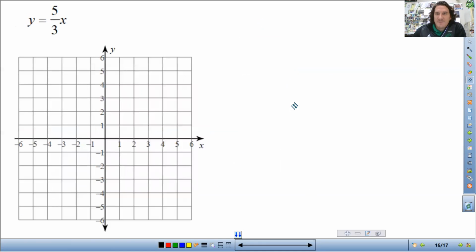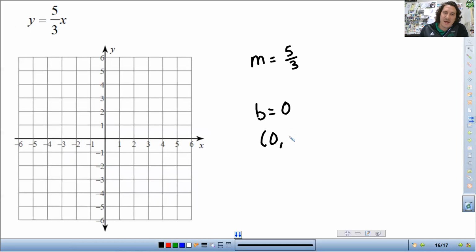So one more example. So y is equal to 5/3 x. So again, the slope is 5/3. It's whatever attached to the x. We're not adding or subtracting anything after the x, so the b value is 0. So our starting point is at the origin, 0, 0.